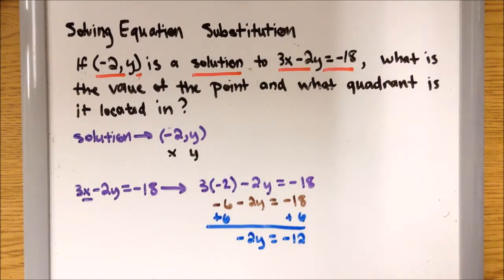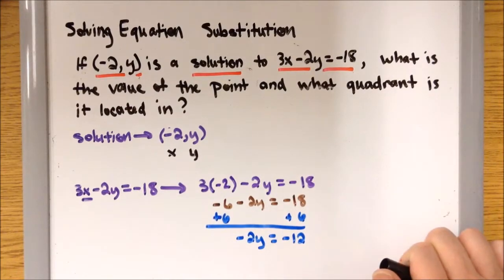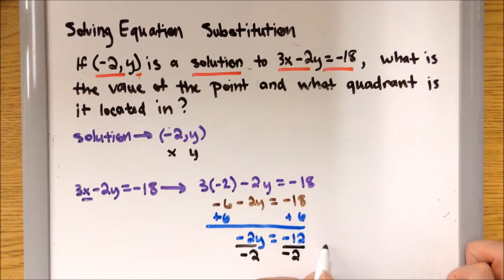So I'm almost finished getting the y by itself. Next, since I want to get the y by itself, that means I need to get rid of negative 2. Since it's multiplying, the opposite is to divide. So I'm going to divide by negative 2 on the left. Therefore, I'm going to divide by negative 2 on the right. Doing so, we're going to have y equal negative 12 divided by negative 2, which would be a positive 6.